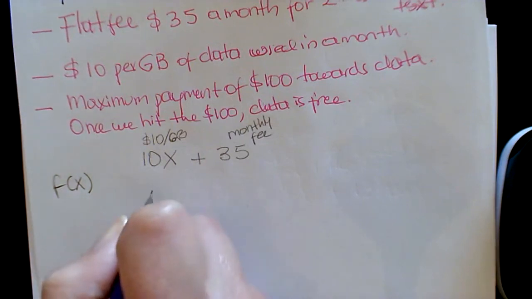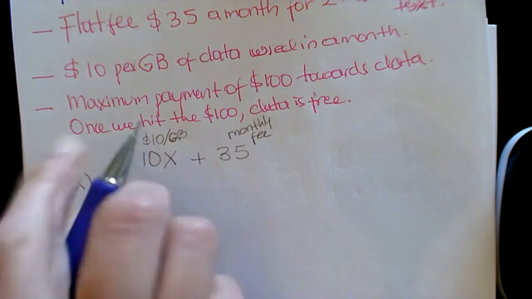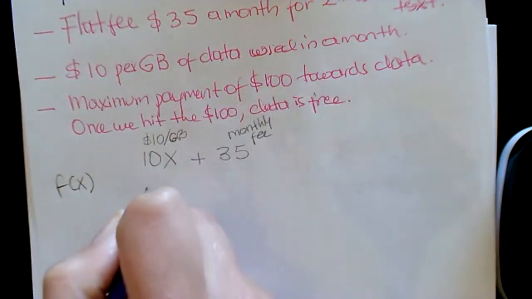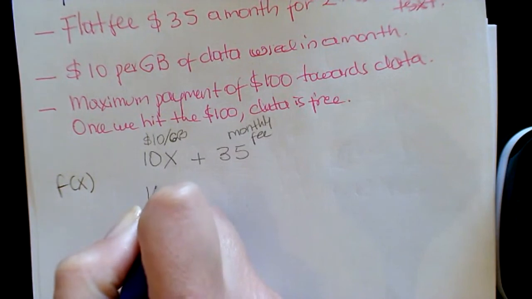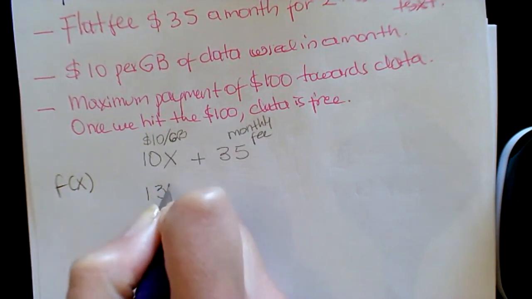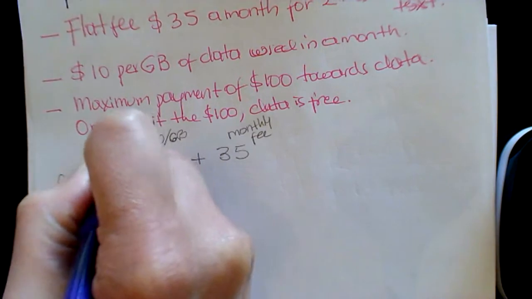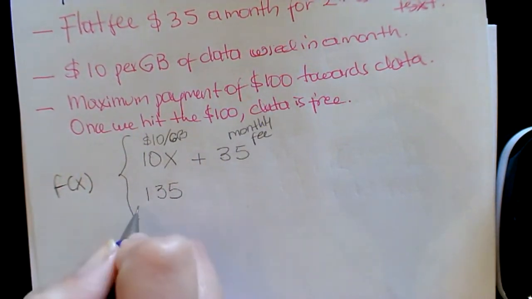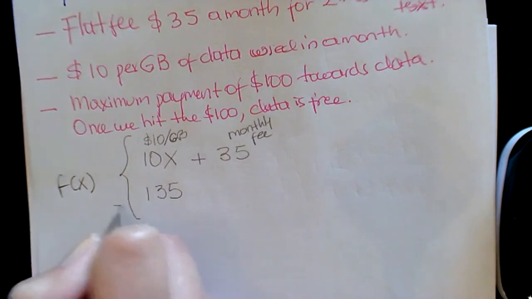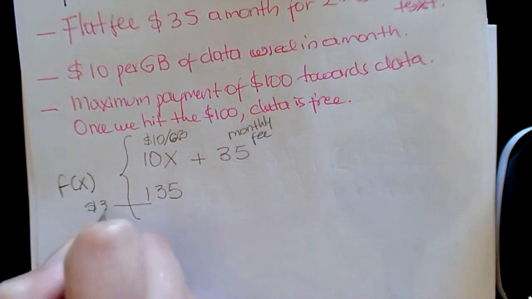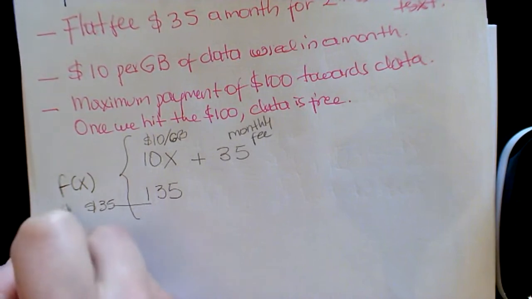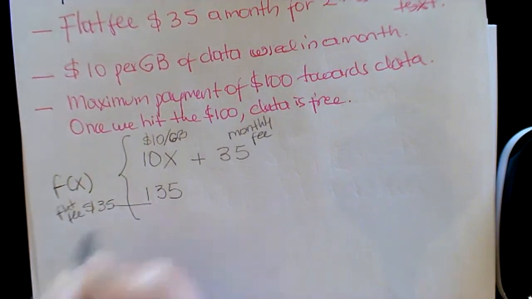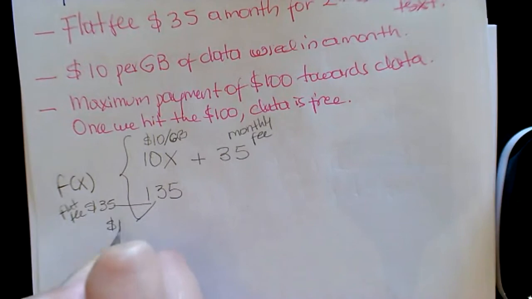Then the other option is maximum payment of 100. So I'm going to end up paying what? 135, right? No matter how much I use it, because what is included here? What I have here is my $35, that is my flat fee, and the $100, which is the maximum data.